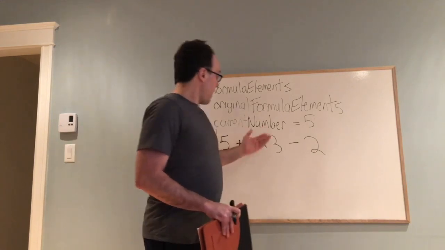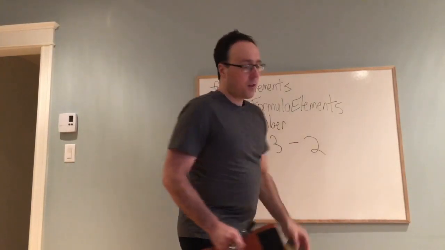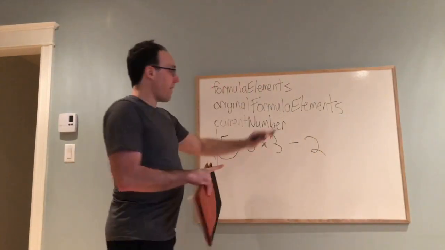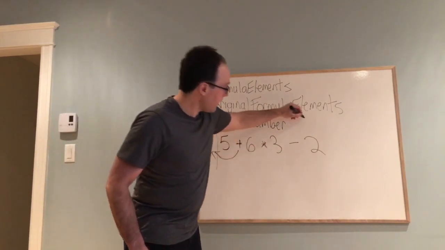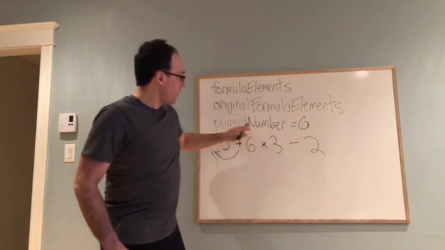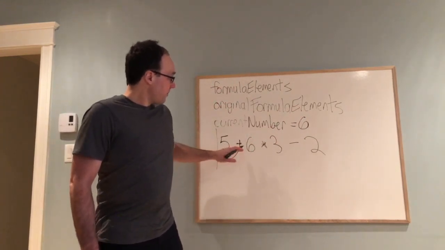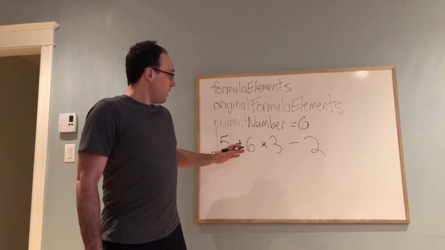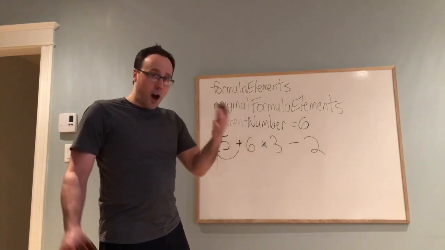Now, because they've hit the plus operator, we're now going to grab a different number. So the current number value, I'm going to reset that, and now the user can start hitting number buttons. In this case, they hit a 6, so current number is equal to 6, okay? And then at this point, they hit the multiplication symbol, okay?